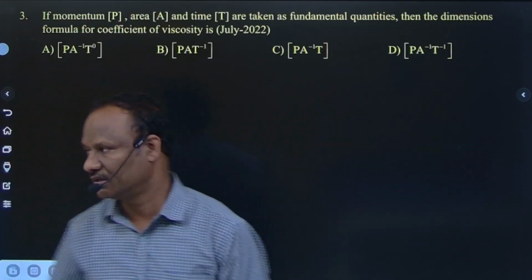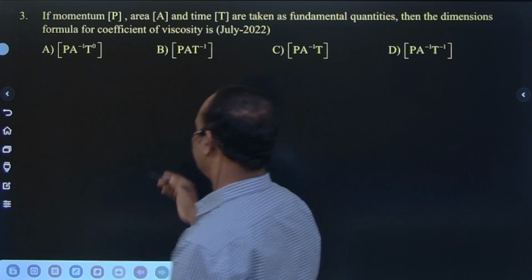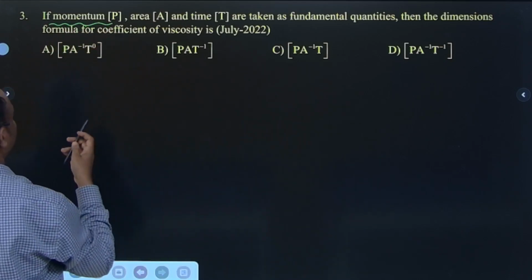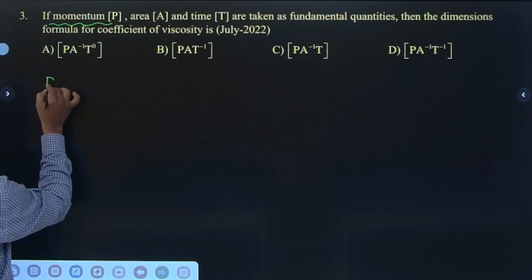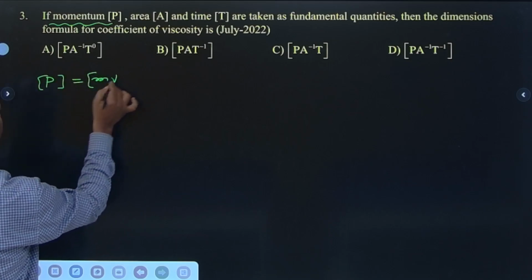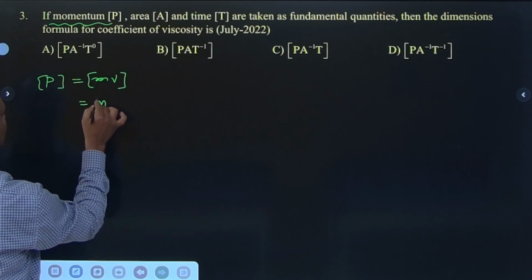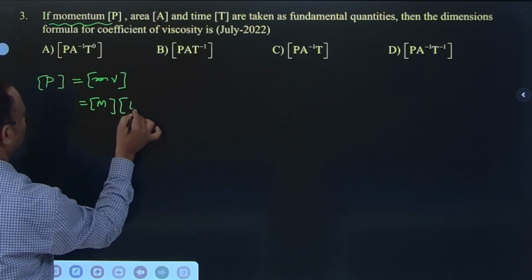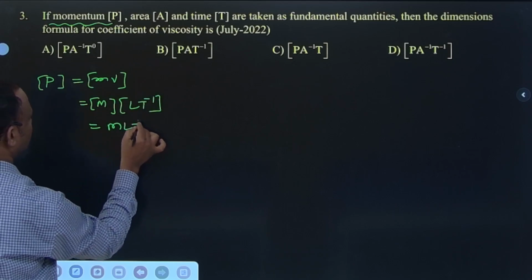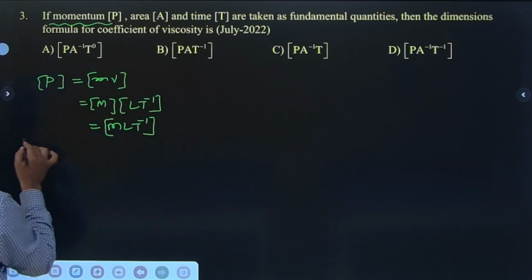Here is the question. Momentum is given. Momentum is P. First I am writing the dimensional formula of P. The dimensional formula of P is equal to that of mv. M is capital letter M. V is LT inverse. So we can write MLT minus 1 as the first one.